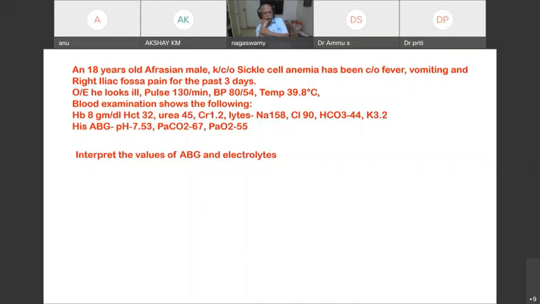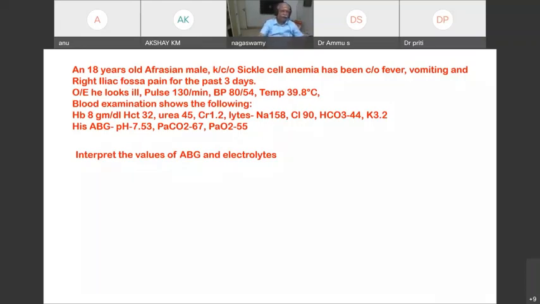And what about sodium? Is it normal? 158? Hypernatremia. What about chloride? It's normal. There's a slight reduction in chloride; 95 to 100 is supposed to be normal. Okay, 90. Potassium 3.2. 3.5 to 5.5 is normal potassium, so there is a mild hypokalemia also.